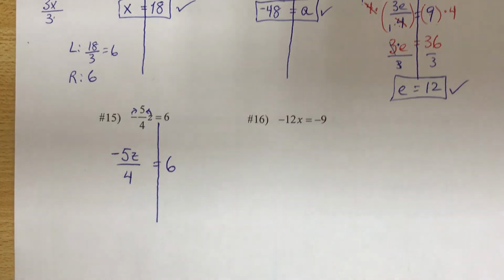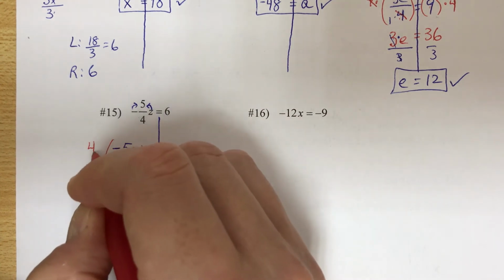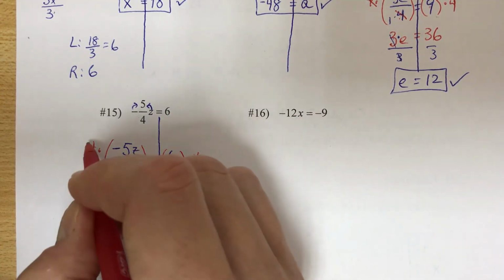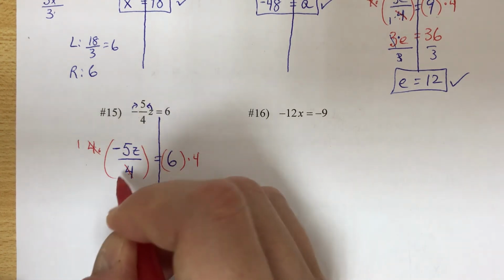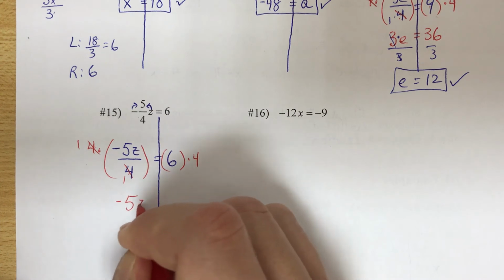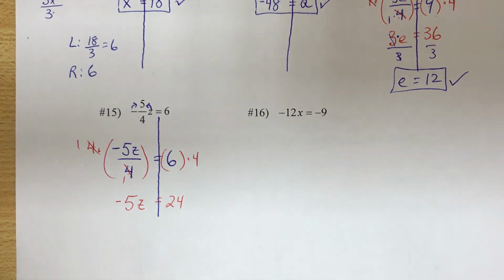So if you want to do this as 2 steps, we can undo the division first. So we would multiply by 4. 4 divided by 4 is 1. Those become 1. Well, 1 times anything is that same thing back, so that's negative 5z. 6 times 4 is 24.